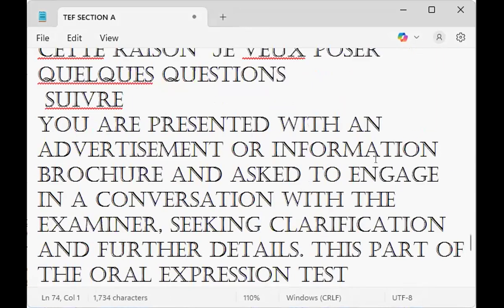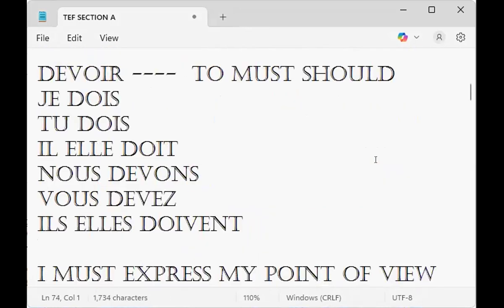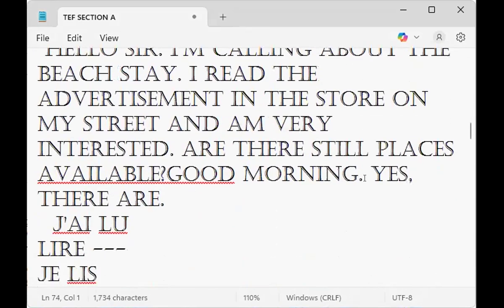But before that, you need to give them an opening. J'ai vu l'annonce dans le journal et je suis très intéressé. Pour cette raison, je vais poser quelques questions. S'il vous plaît, répondez-moi. Whatever opening I explain to you, you just speak the opening in front of the examiner, because in your test section A, we have an opening. It is very easy to crack the TEF examination because we know what you have to speak in front of the examiner.